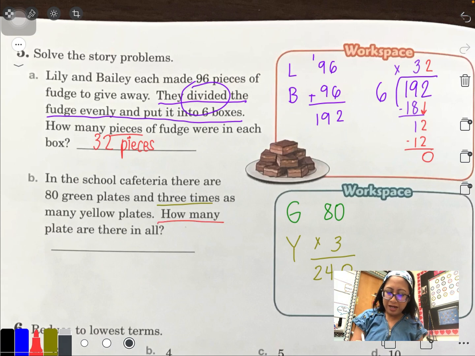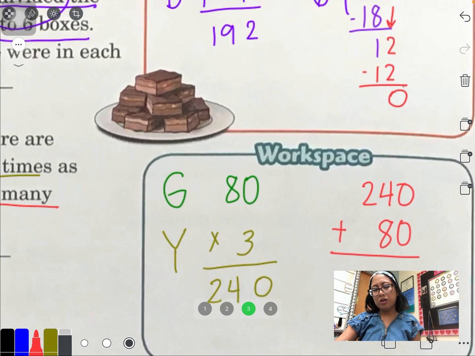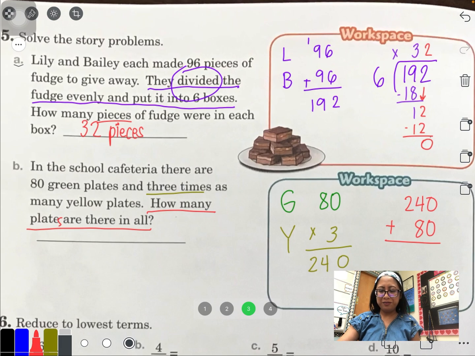Now it says, how many plates are there in all? That's when we combine everything. We're going to do 240 plus 80. Not 80 plus 3, right? Because it says 3 times. Please get that. 3 times. You're multiplying. So you will solve that on your own and tell me how many plates there are in the school cafeteria.